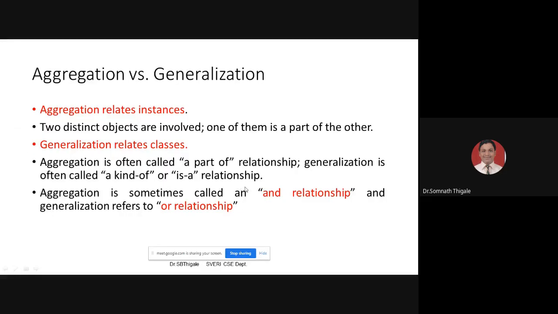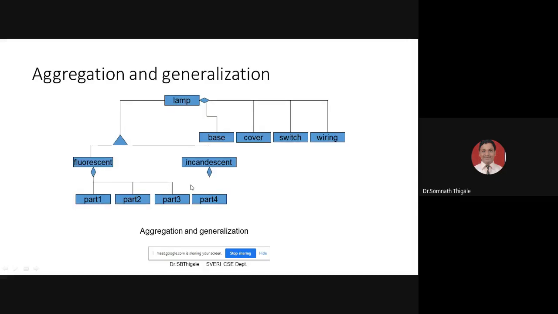This is sometimes referred to as an "is-a" relationship or "part-of" relationship. So this is nothing but a kind of relationship. Simply remember, generalization is a type of relationship, whereas aggregation is a part-of relationship. Don't worry about this, because these diagrams are taken in different formats. So remember the diagram which I have shown to you.